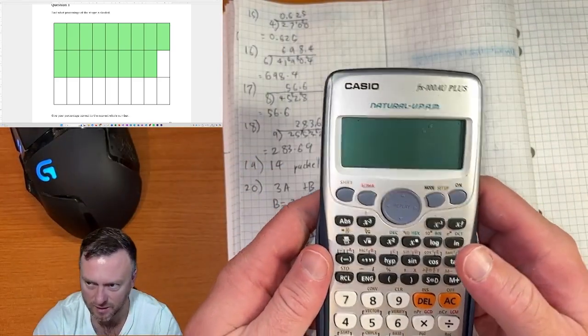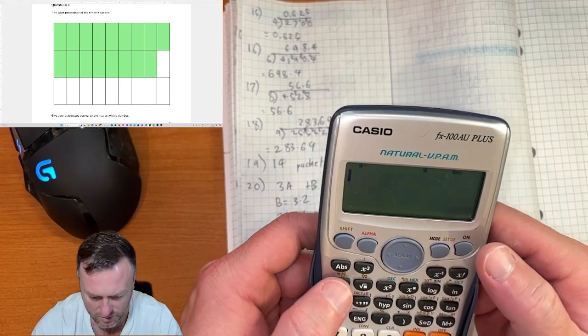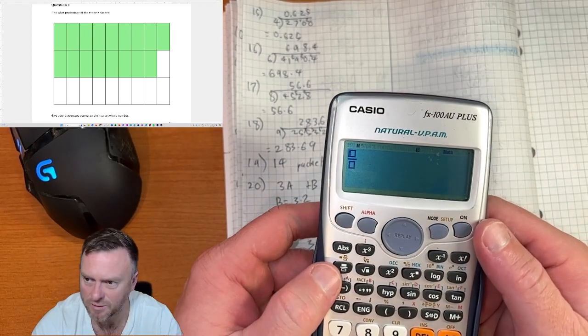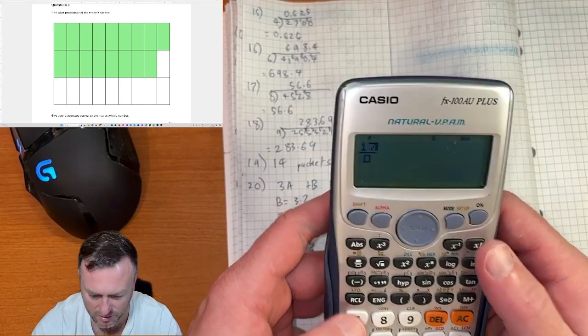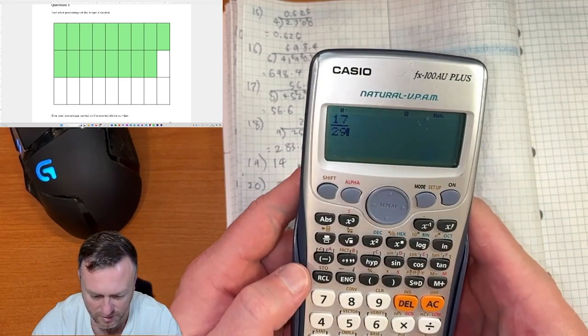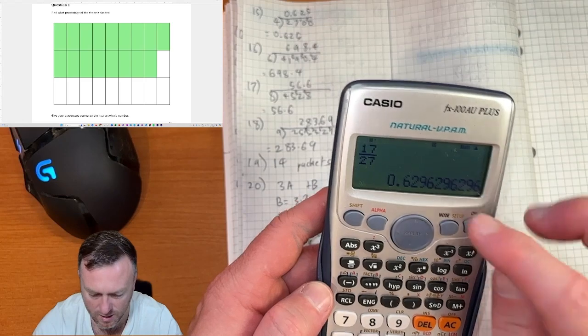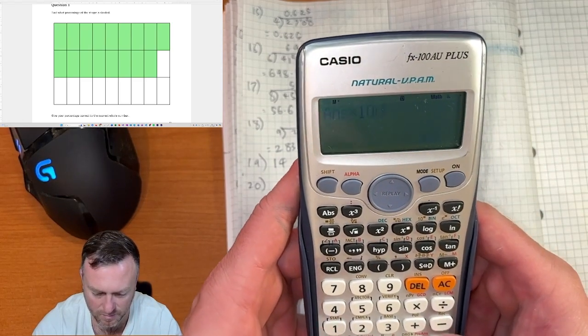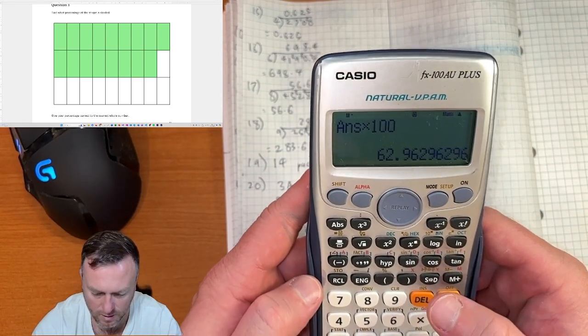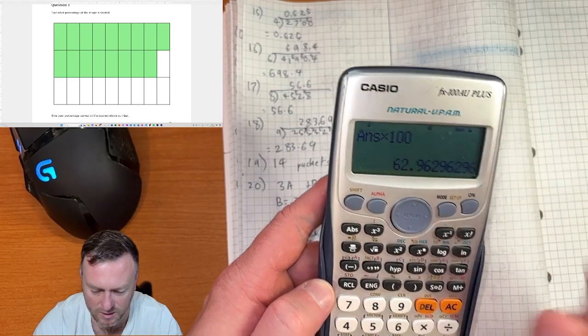So here's your calculator. We turn it on, press the fraction button, and then we're just going to go 17 over 27, and S to D, and then we times that by 100. And then the nearest percent is 63%.